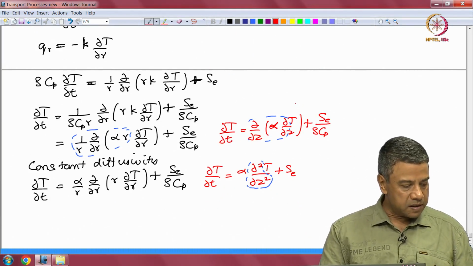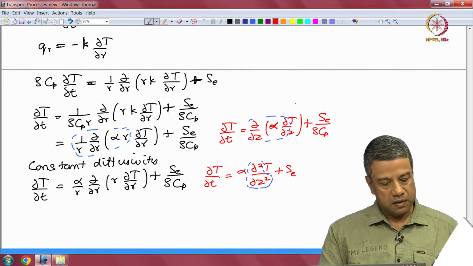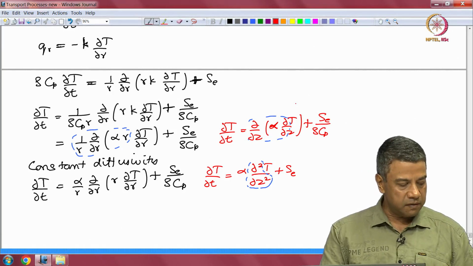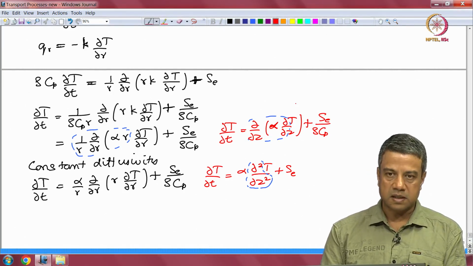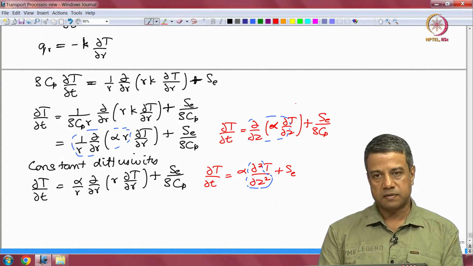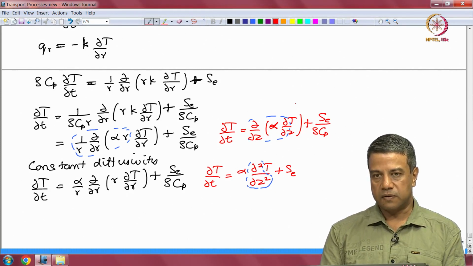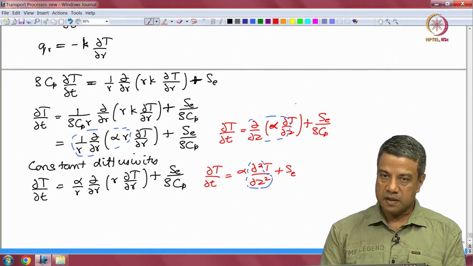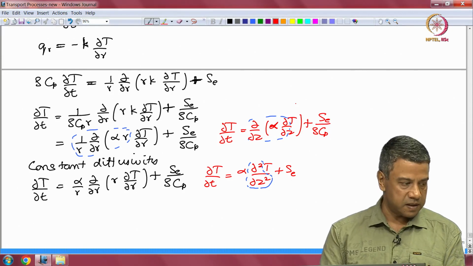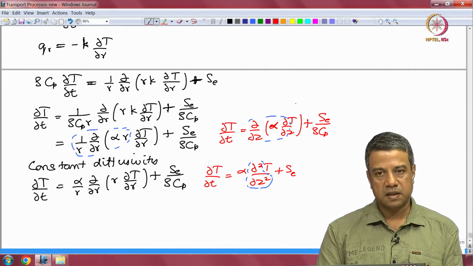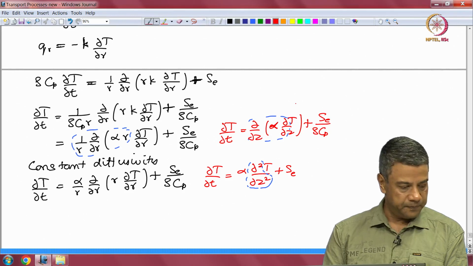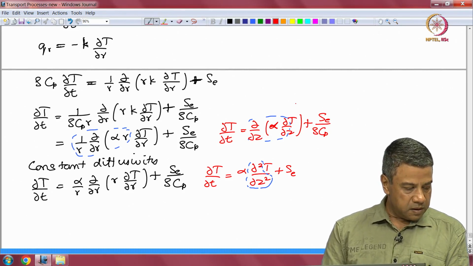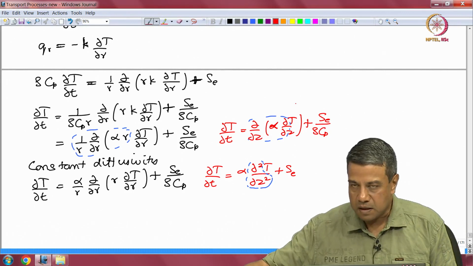So, that is the additional price that you pay when you use a curvilinear coordinate system in which the surface area is changing with distance from the axis. The surface area is changing with distance from the axis, and therefore, the heat transfer rate is the product of the flux and the surface area. Since the surface area is changing, that also has to be incorporated in the expression for the heat transfer rate. So, this is the energy balance.